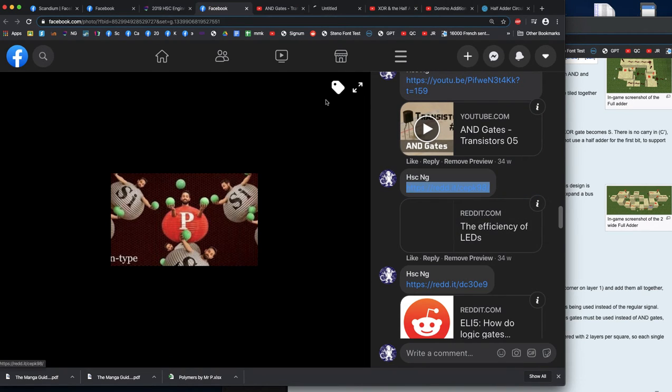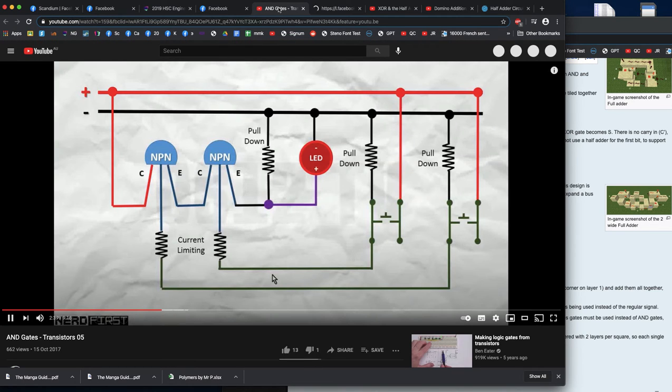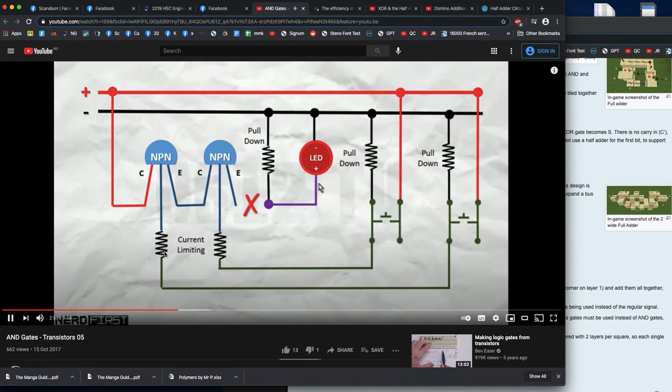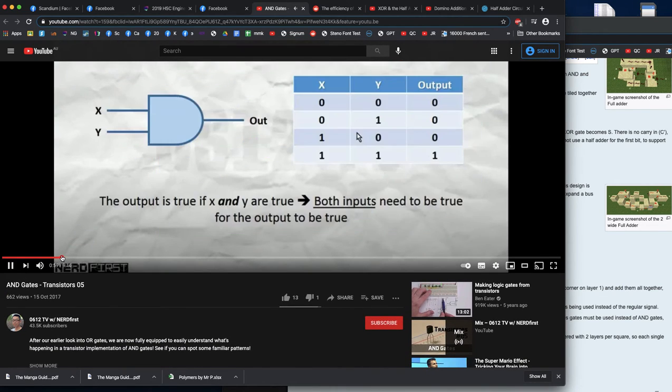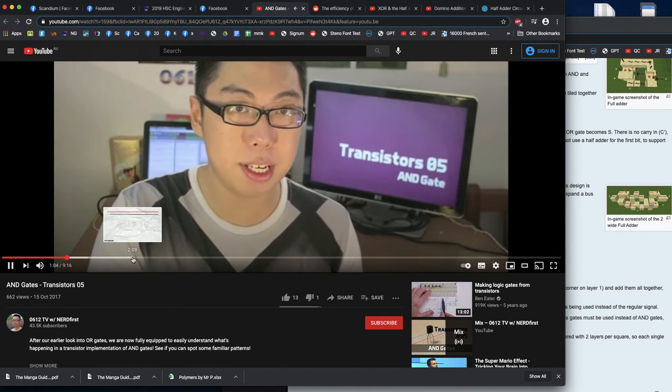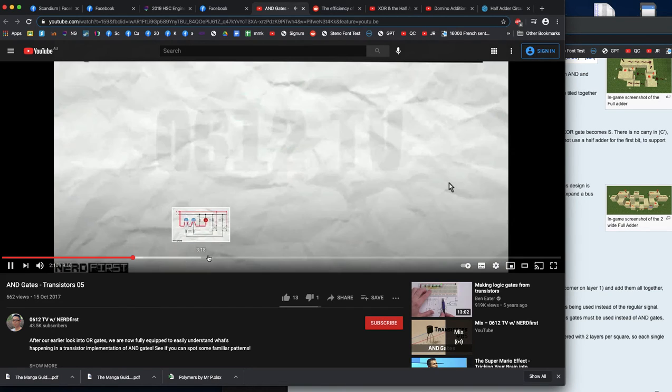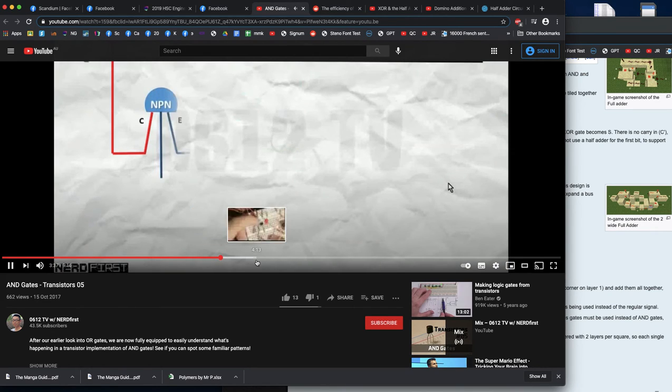I have this thing here which talks about the efficiency of LEDs, because LEDs are made out of diodes. Okay, so in this arrangement, what we can see is that this is a transistor. It's an NPN transistor. It has 3 legs, and this is the one that controls. We can see resistors, and that's how we wire an AND gate. I just chose an AND gate, but I think in this series he talks about all of them. Does he have a more traditional wiring diagram? No. And then you can see he's actually wiring it.